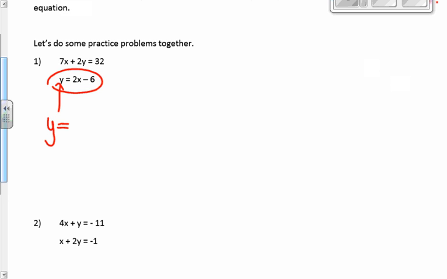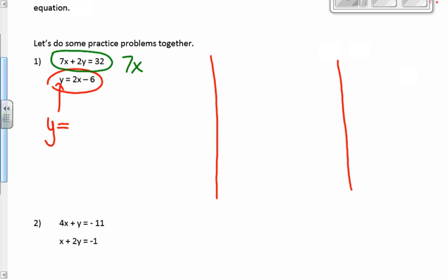So what you're going to do first, and again, we're going to follow those 3 columns that we keep doing over and over and over again here to keep our work neat. You're actually going to write the equation that does not have the variable by itself. So I like to think of this equation as kind of like the messy equation here. This is the equation that we still have to do a lot of work to get the variable by itself. You're going to write that one down first. So 7x plus 2y equals 32.